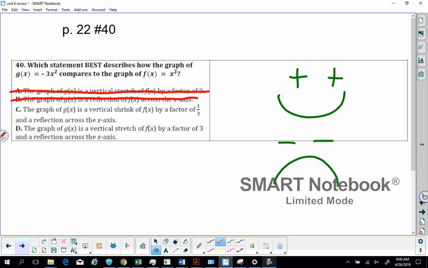Look at there. We have a 50-50 shot again. So do we think this is going to be a vertical shrink by a factor of 1/3, or is it going to be a stretch by a factor of 3? Miss Thompson, I don't see 1/3 in that equation. Me either, Miss K, which makes me think that the answer would be D. Next question.